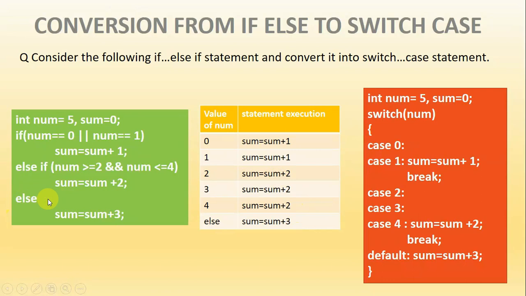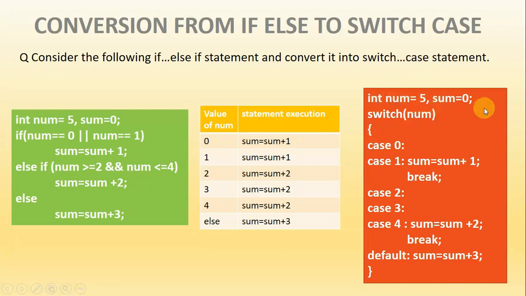Else, for any other value, we are adding 3 to sum: sum = sum + 3. So this is what I have written here. Now it is clear to us that for value 0 and 1, sum = sum + 1. For 2, 3 and 4, sum = sum + 2. And otherwise, sum = sum + 3. Now everything is very clear, so it is very easy to convert it into switch now.